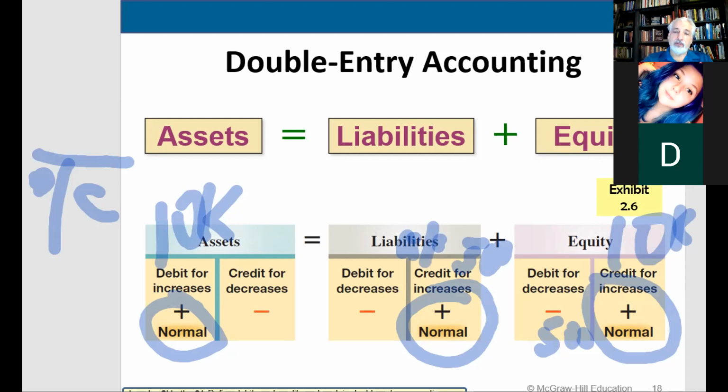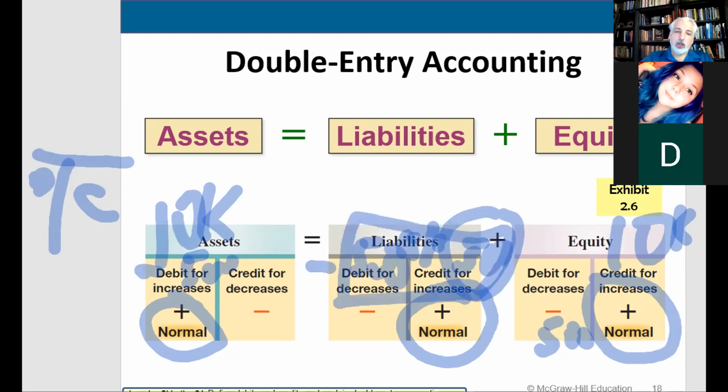And then we pay the bill. There's our $500. Cash goes down 500. Accounts payable goes down 500. So we're debiting our payable and we're crediting our cash.